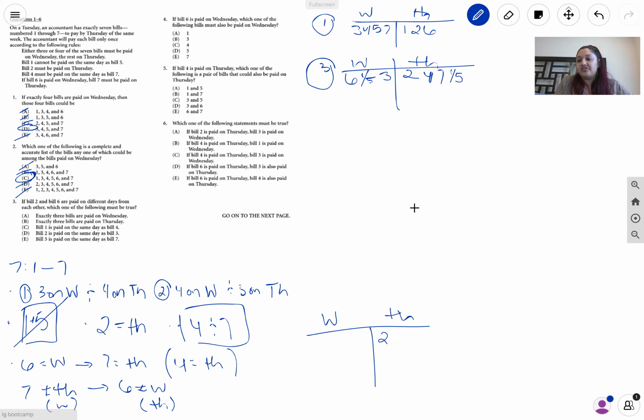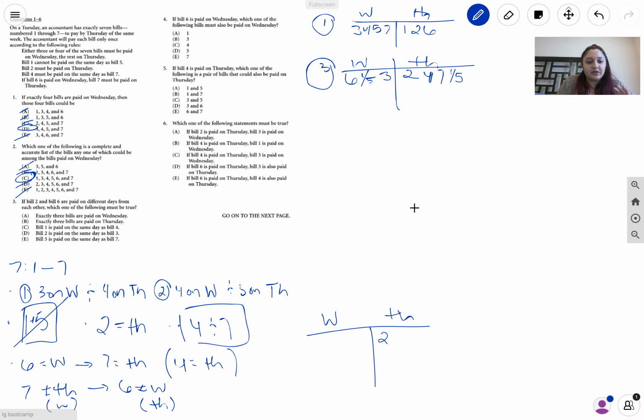So if this is a must be true question, I need to know what needs to be true every single time that 6 and 2 are on different days. So 3 has to be on Wednesday every single time, and 4 and 7 have to be on Thursday every single time. I know my answer choice has to be about 3 being on Wednesday or 4 or 7 being on Thursday, because that's the only thing I know has to be true every single time. Does that make sense? Yes. I can't have an answer choice about 1 or 5 because I don't know what has to be true about 1 or 5. I know what could be true, but I don't know what must be true. So my answer choice has to be about 3, 4, or 7. Make sense?